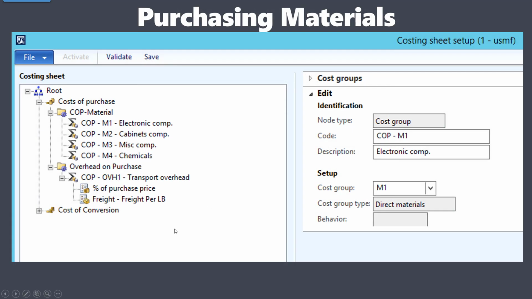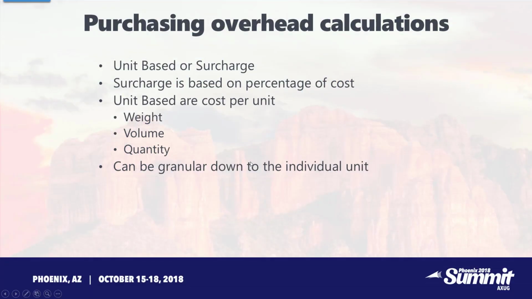So when we look at this, I want to give you a better breakdown of an example that I want to show you. I've got my standard elements here, but what's important is I've got one that's a percentage of purchase price and one that's a freight per pound, which is pretty exciting when you come right down to it. Well, it may not be to you, but it's exciting to me. I enjoy costing and the complexity of costing. So let's talk about how these overhead calculations work.